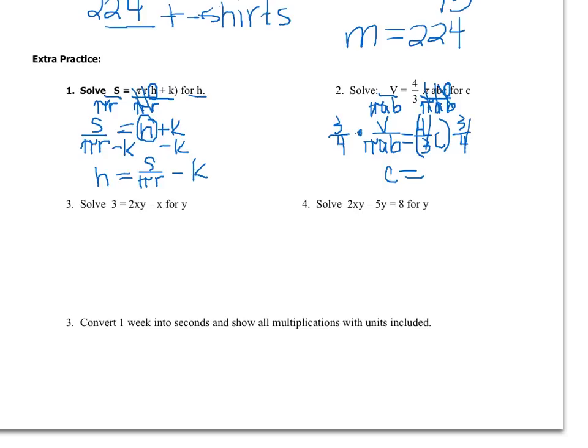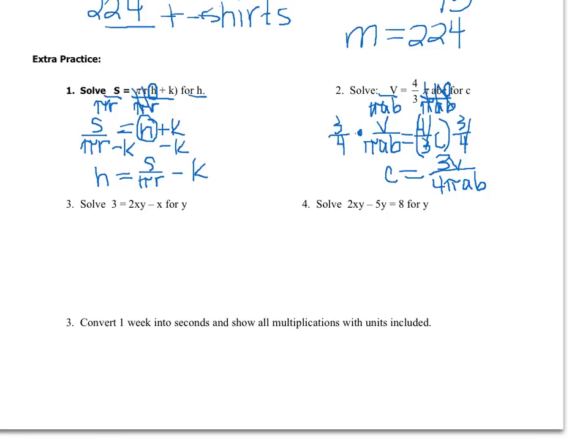On the top of my fraction, I have 3 and v, so c equals 3v divided by, on the bottom, I have 4 pi a and b. We can just combine them together. The two fractions, when they're being multiplied, you can just combine the numerators and the denominators.